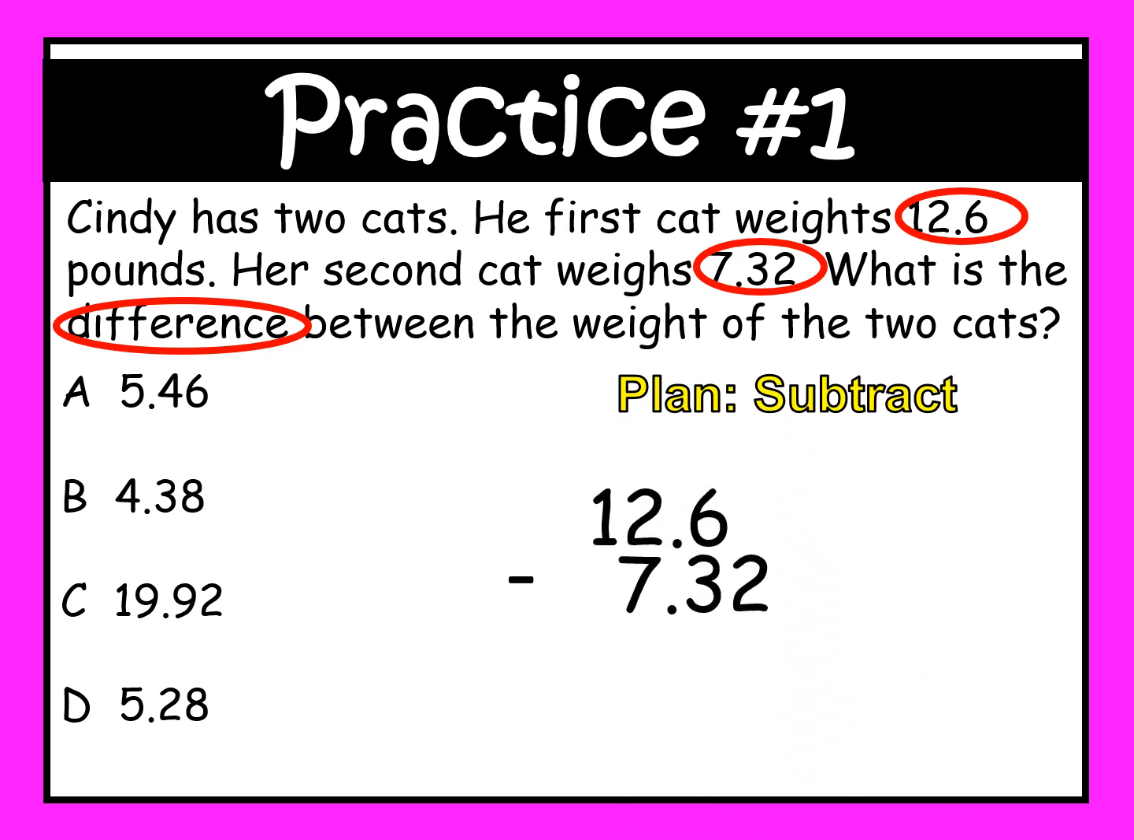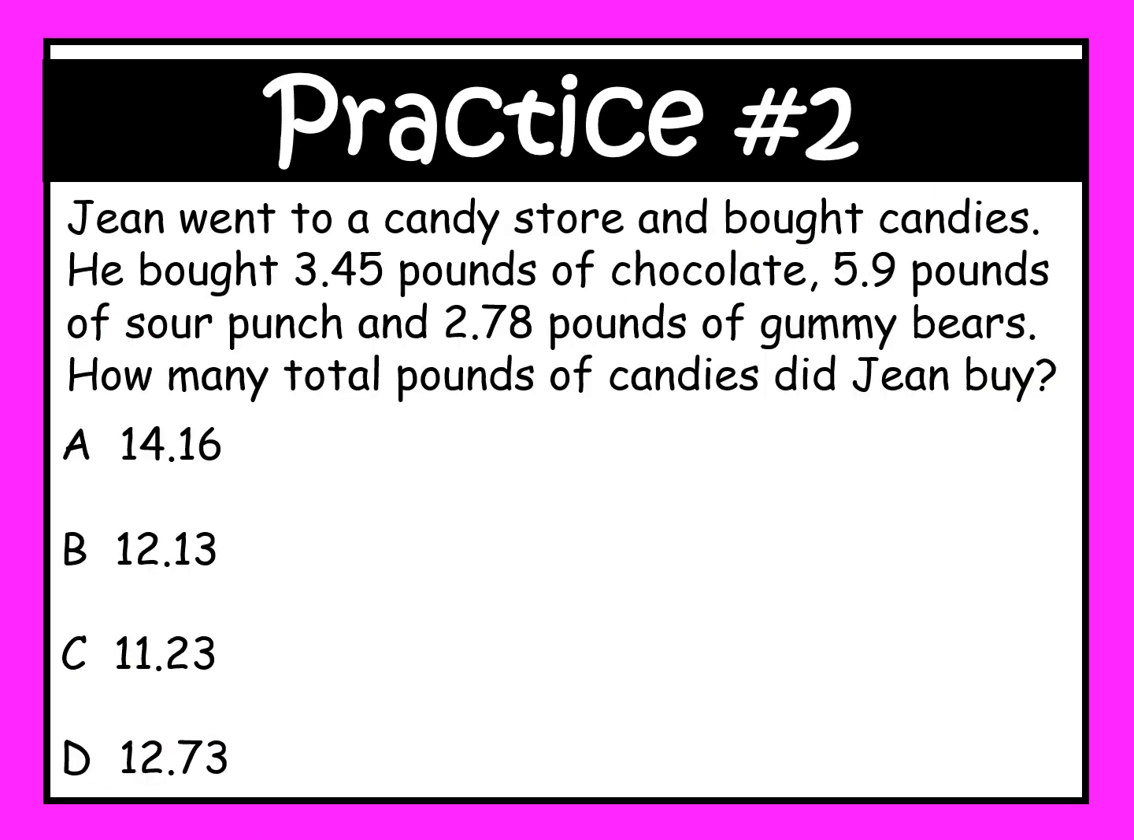Remember that when you subtract decimals, it is very important for you to align them according to the decimal point. 12 and 6/10 minus 7 and 3,200 would be 5 and 2800. That would be D. Okay, let's go ahead and go to practice number 2.